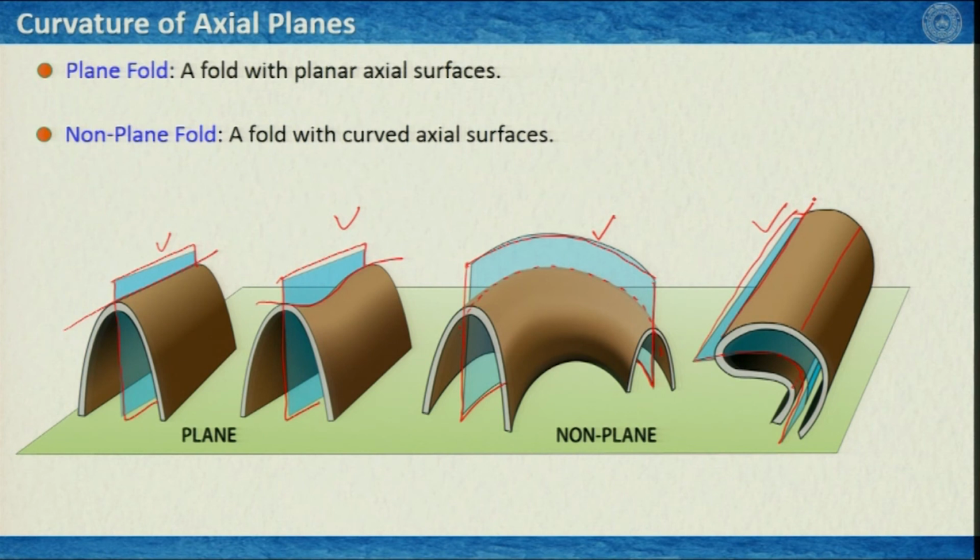So, we learned that plane fold and non-plane fold are simply defined by whether the axial surface is planar or curved. It does not have any relation with the orientation of the fold axis, or whether the fold is cylindrical or non-cylindrical. However, we will use plane fold, non-plane fold, cylindrical fold and non-cylindrical fold when we learn more about the superposition of deformation, and we will come back to all these illustrations. So, I request you to understand this part very, very clearly.